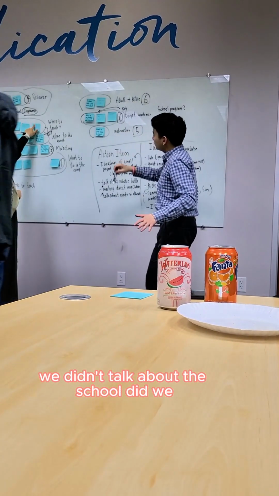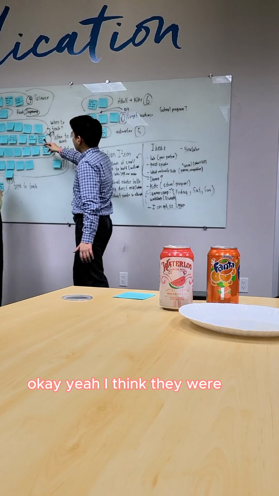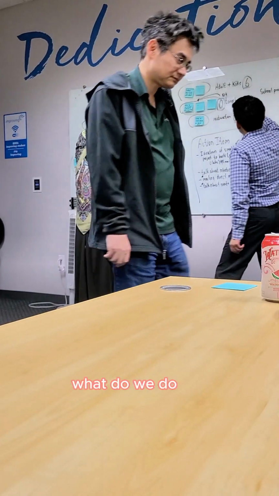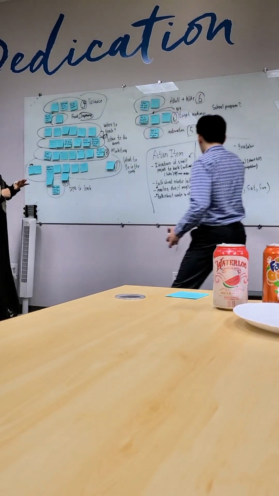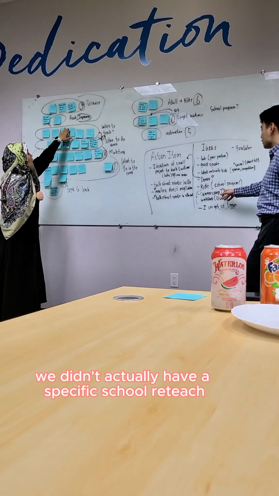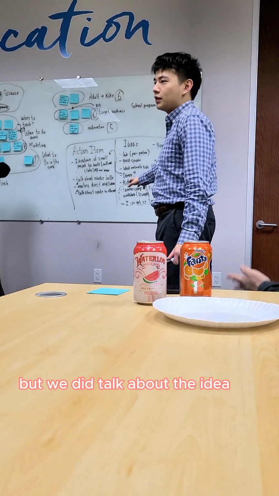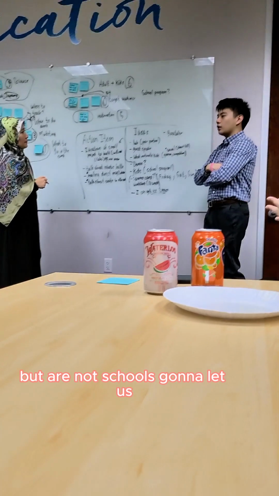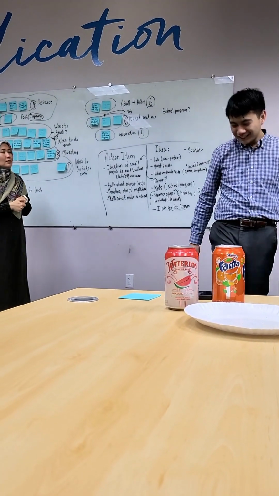We didn't talk about the schools, did we? I think they were similar to the school holidays, where we'd go teach. We didn't actually have a specific school we're going to teach at, that's for us to decide later. But we did talk about the idea of workshops and doing summer camps. Whether or not a school will let us, we don't know. So we'll say that's something for longer term.